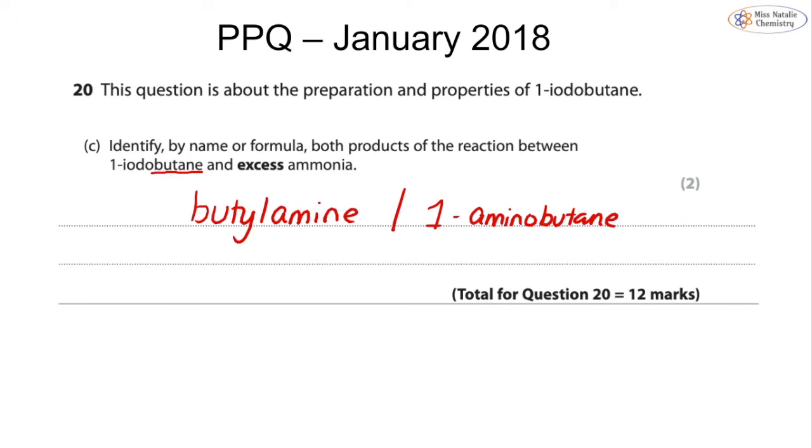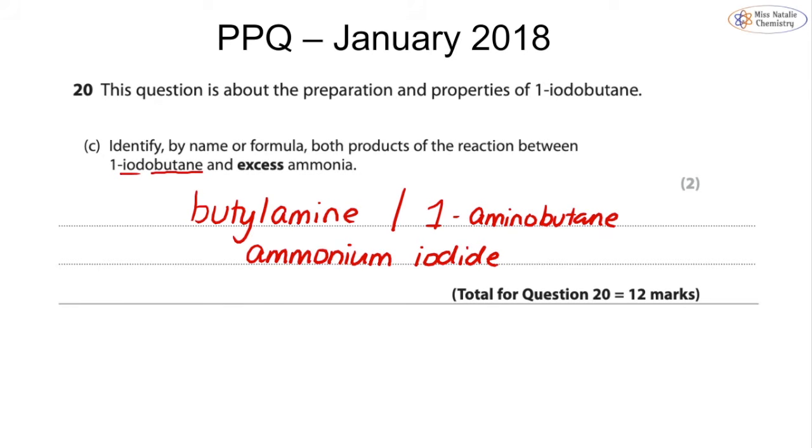Now that is just one of our products. Of course, with the excess ammonia, we know that we're also going to make some form of salt, and the salt is always going to be an ammonium. So we just have to double check what is our halogen, and we're going to form ammonium iodide.